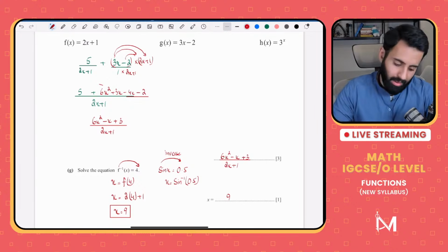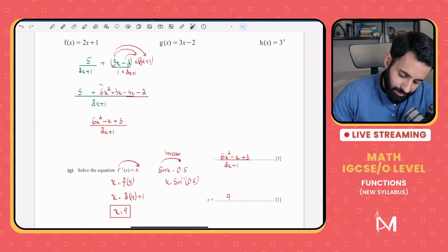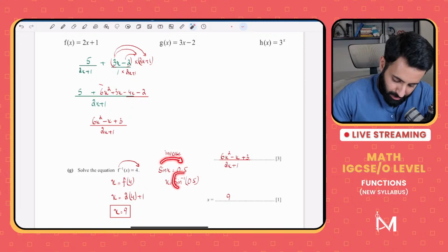Okay, so I'll explain this again. If you take a function across the equals sign, like for example, sine, cos, or tan, it becomes inverse. But if it's already inverse and you then take it across the equals sign, then it becomes the regular function.